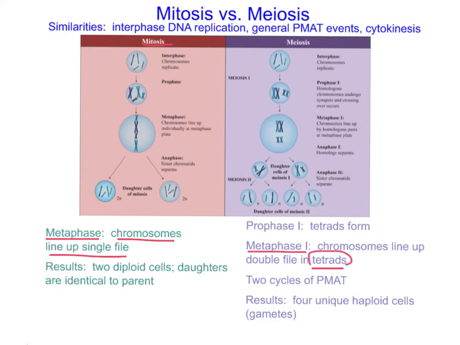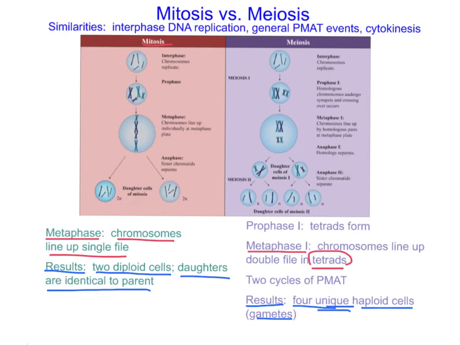Another difference would be the results. In mitosis, we get 2 diploid cells, and those daughter cells are identical to the parent. Big, big, big difference with meiosis. Our results are 4 daughter cells. They are unique. They are haploid. They are gametes. So very different. They're not diploid, they're haploid, and they are all unique. None of them are like their parents.